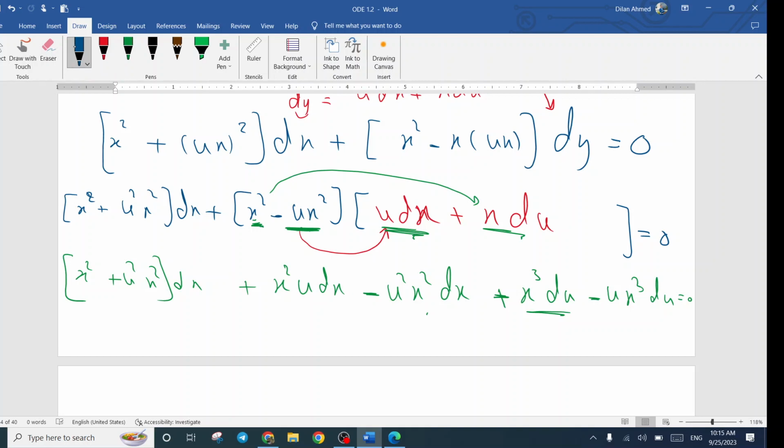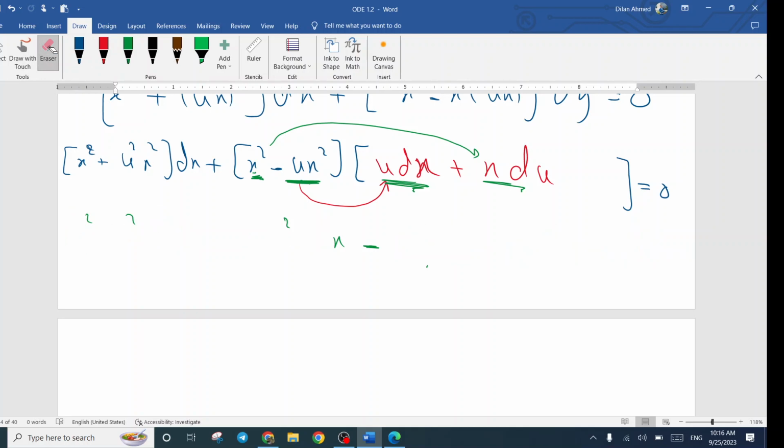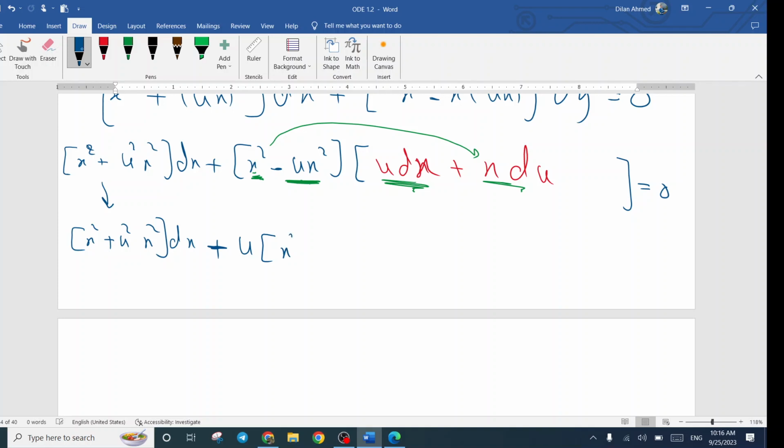Let us summarize them. Yes. It is not wrong. Just I'm going to make it more brief. I don't want to make a mess. So rewrite u squared x squared dx. Okay. Plus u x squared.